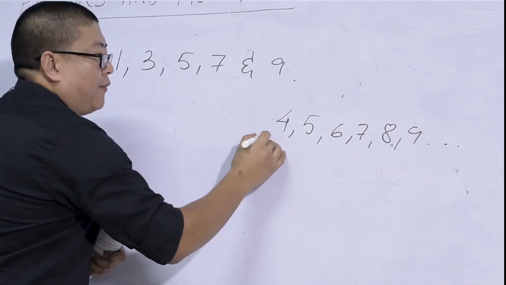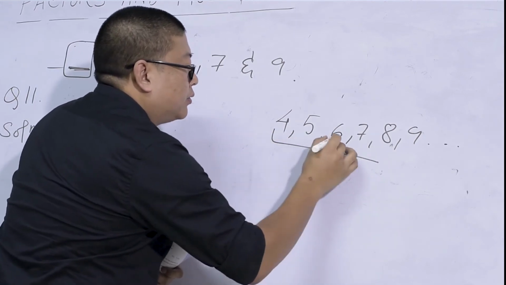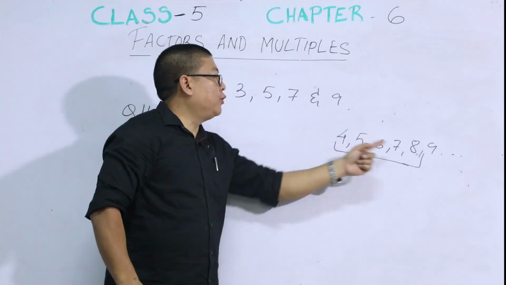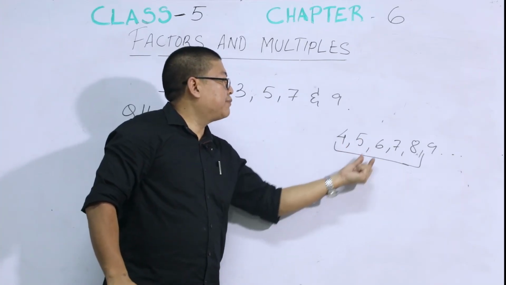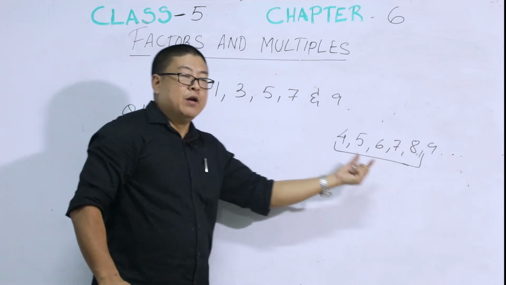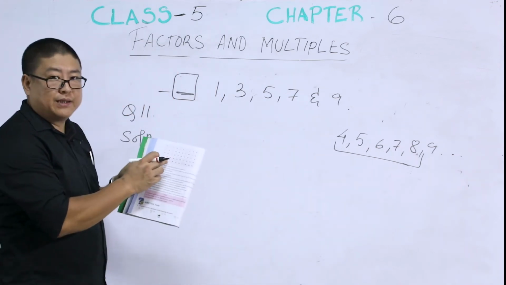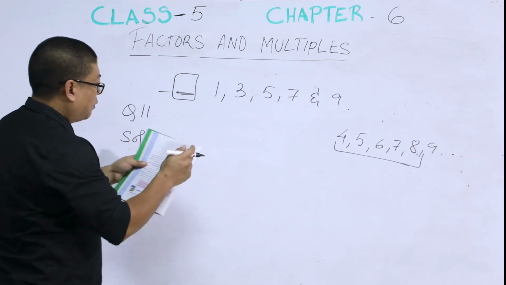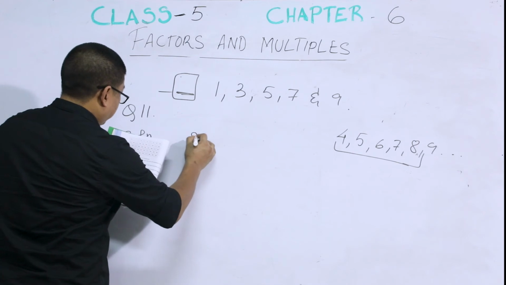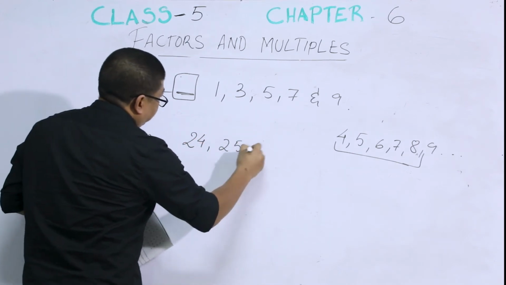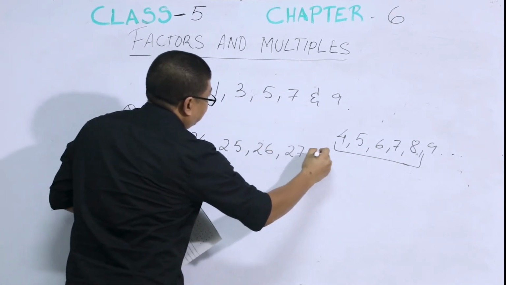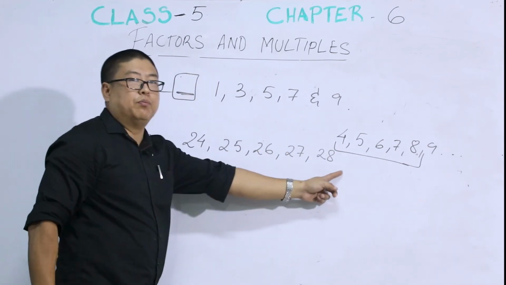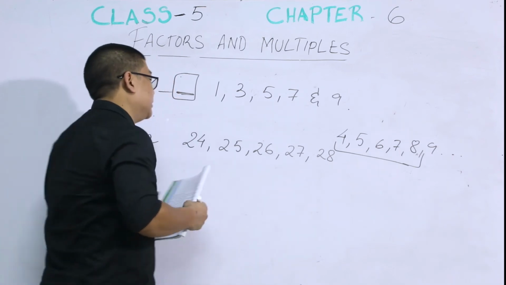So if I write like this, 1, 2, 3, 4, 5, all 5 of them have to be composite. But if you look here, 4 is composite, 5 is prime, 6 is composite, 7 is prime, right? So by referring to this table, you can identify the 5 consecutive composite numbers. The first will be 24, 25, 26, 27, 28. They are all composite numbers, okay?